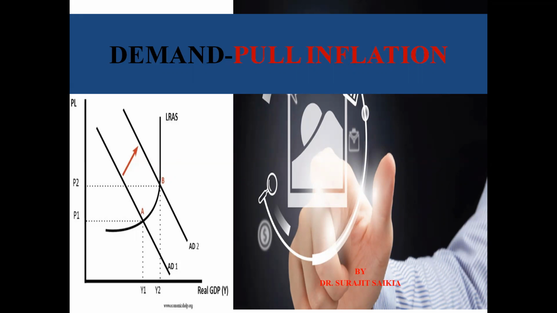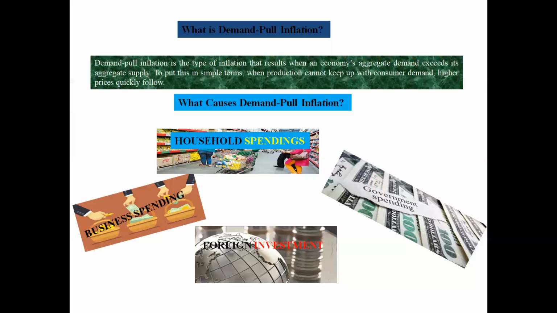Broadly speaking, there are two main causes of inflation: increase in aggregate demand for goods and services and increase in cost of production. The former results in demand pull inflation and the latter leads to cost push inflation. So in this particular class, I am concentrating on demand pull inflation. First, we need to know what is demand pull inflation.